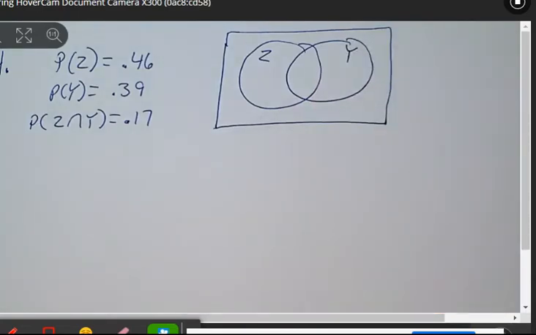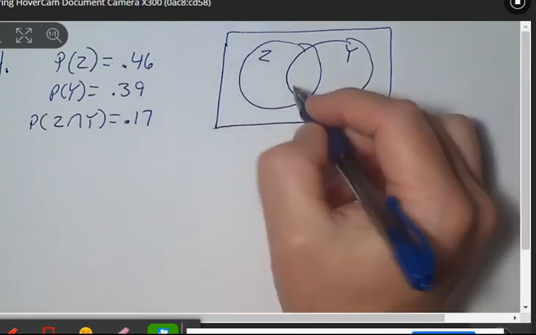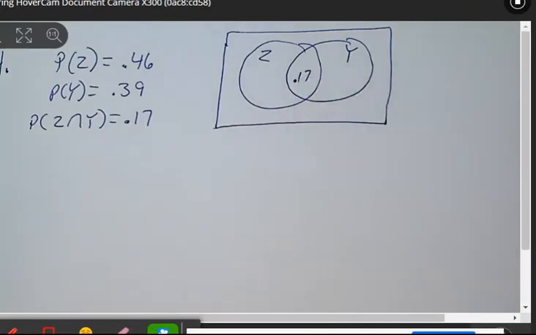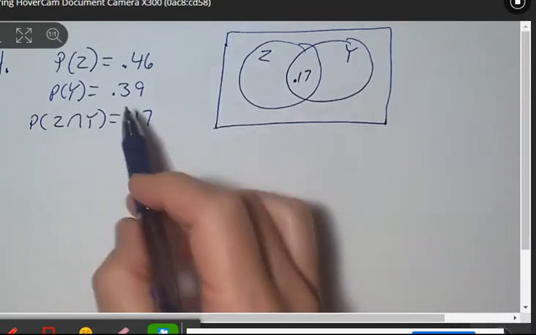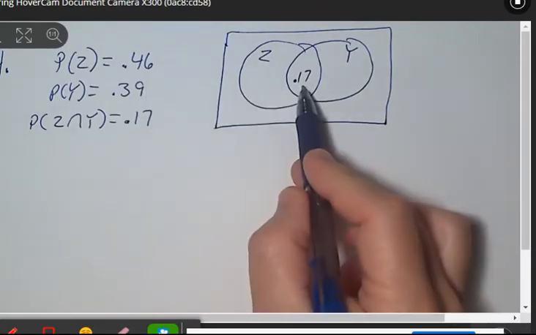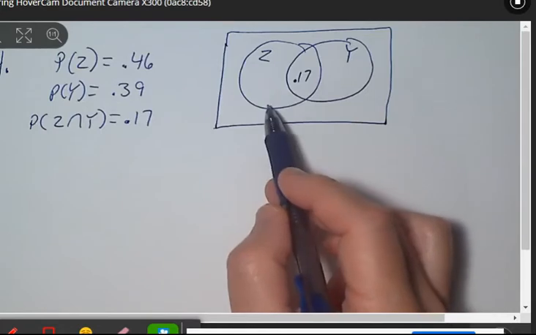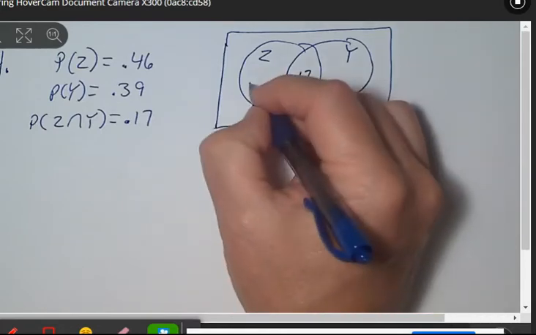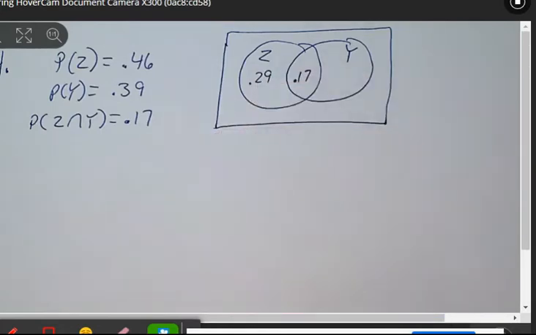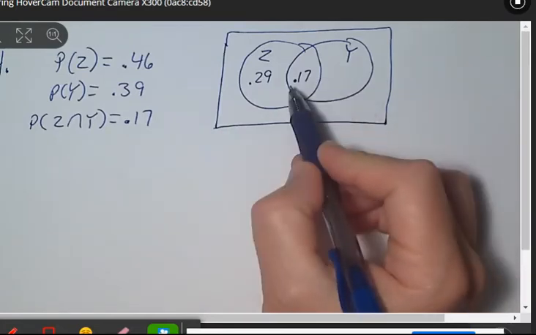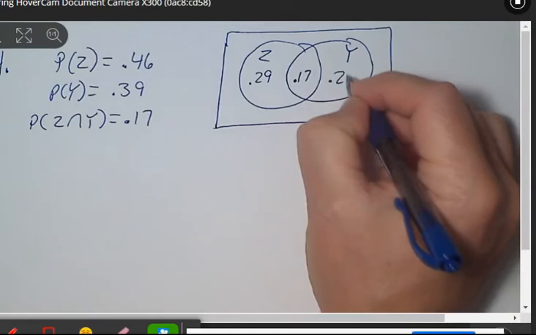All right, we have Z and Y. The intersection of those two numbers is 0.17. To get the other numbers in, we're just going to subtract. So we've got 0.46 minus the 0.17 for Z. That should give us 0.29, subtracting those numbers. And we'll do the same thing for Y. We'll do 0.39 minus 0.17, and that will give us 0.22.